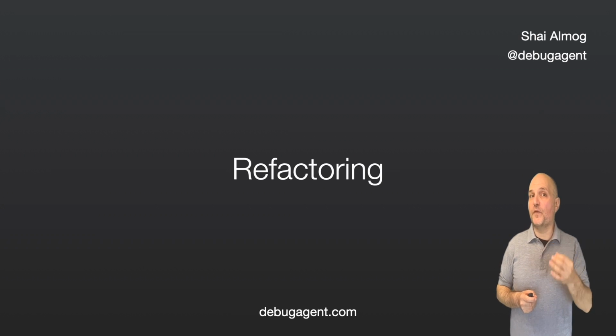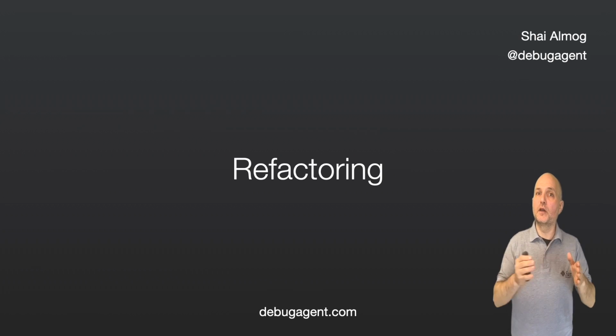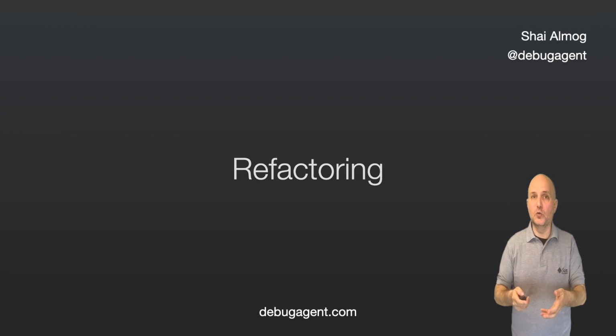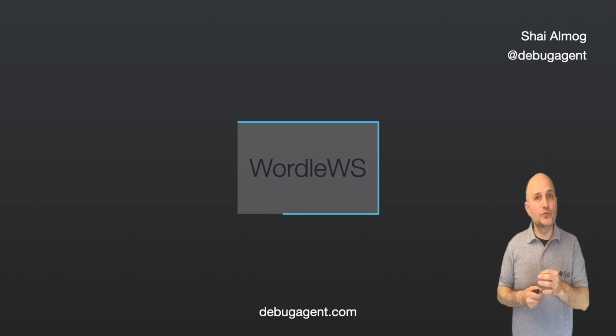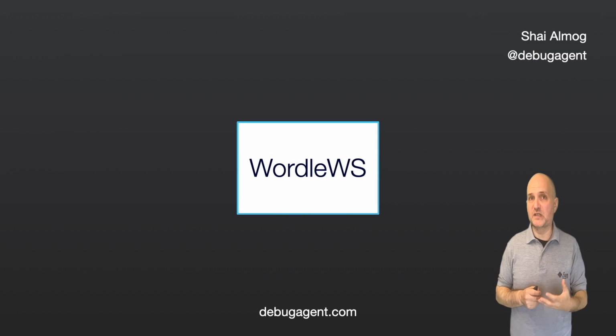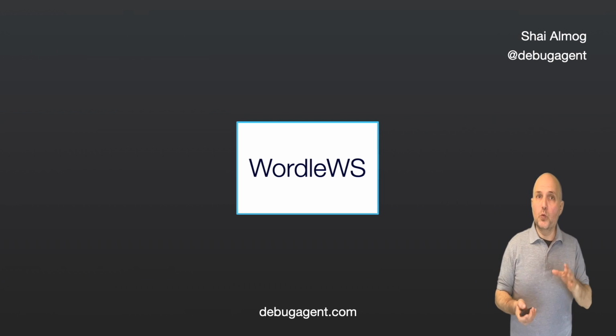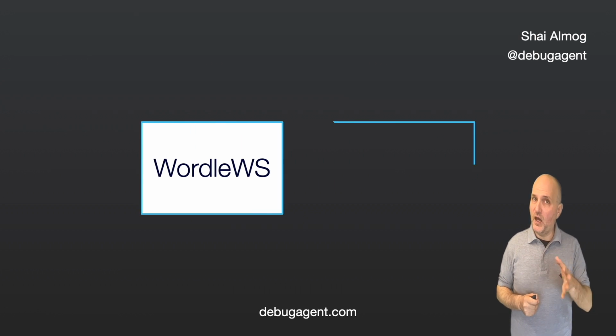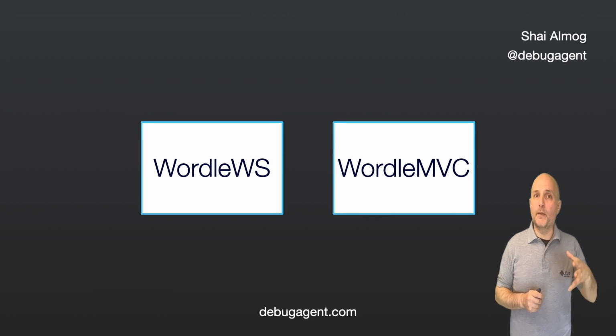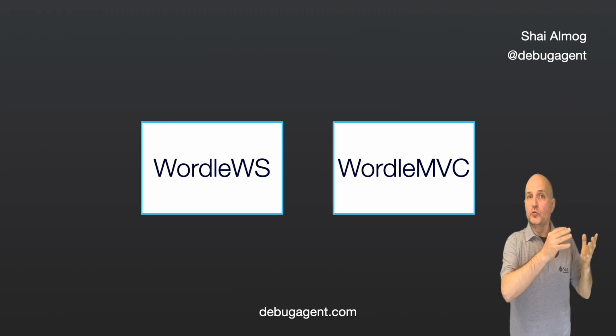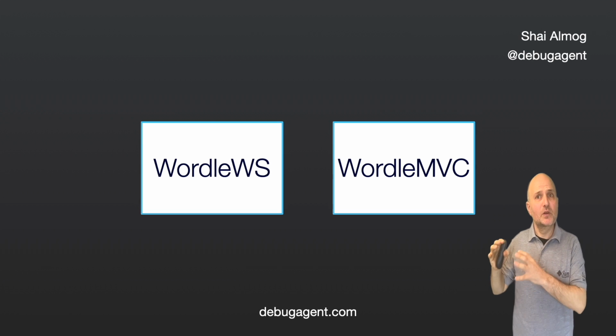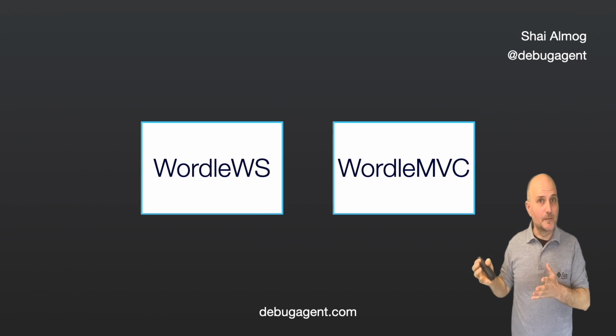We showed some refactoring before. This means moving code around in our project so it will make more sense in a new position. In the current project, we have a web service that implements a Wordle guess call. This is great. We want to keep that. But I also want to add a web-based interface that also implements Wordle. This is a problem because the code in Wordle WS would be very similar to the code in Wordle MVC.